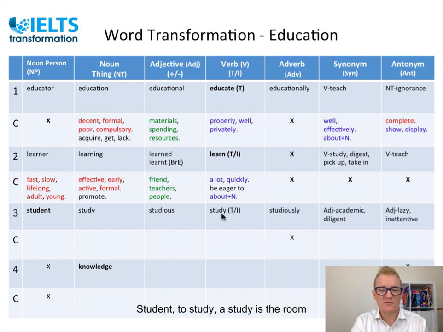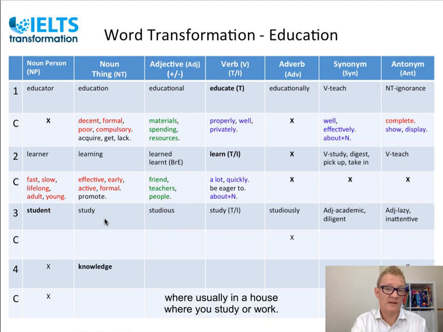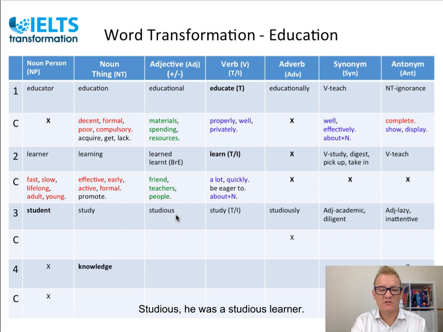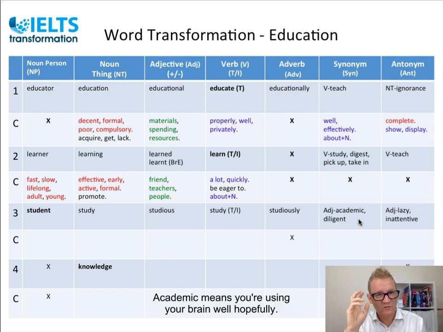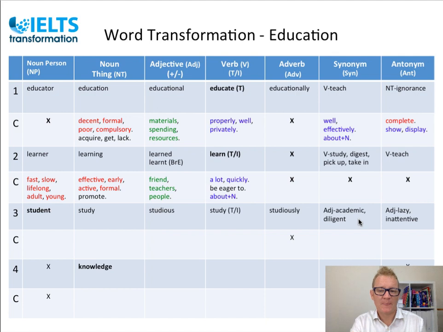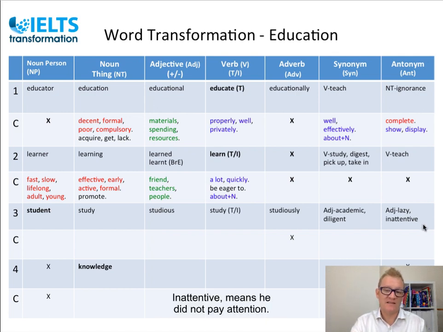Student, to study. A study is the room where usually in a house where you study or work. Studious. He was a studious learner. Studiously. Academic. Diligent. Diligent means you work hard. Academic means you're using your brain well, hopefully. Opposite, he was a lazy student. Inattentive means he did not pay attention.